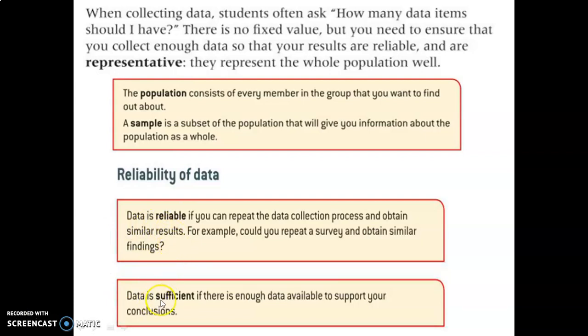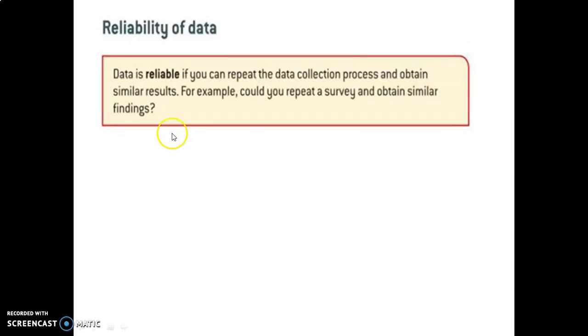Okay, data also needs to be sufficient when you're collecting data. So reliable and sufficient. Data is sufficient if there is enough data available to support your conclusions. So that has to do with, do you have enough data, and do you have enough data to speak about the whole population?